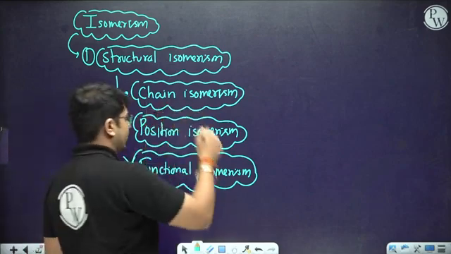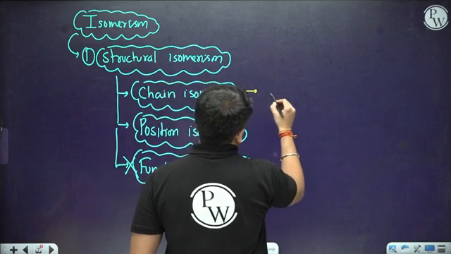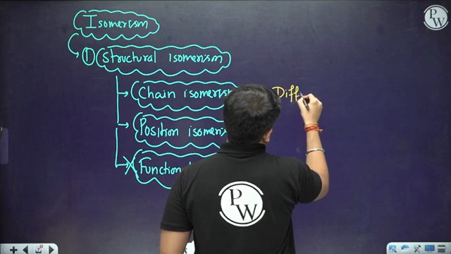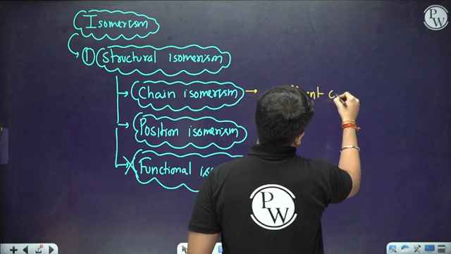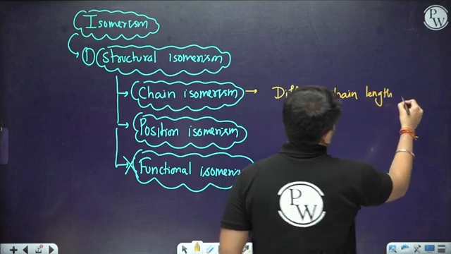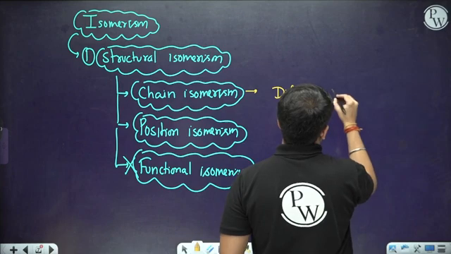In this first case, you can see if I talk about the chain isomerism, we are talking about different chain length, different parent chain length.